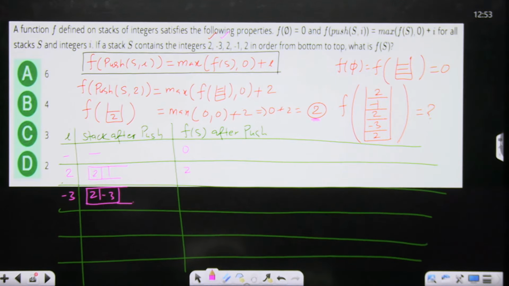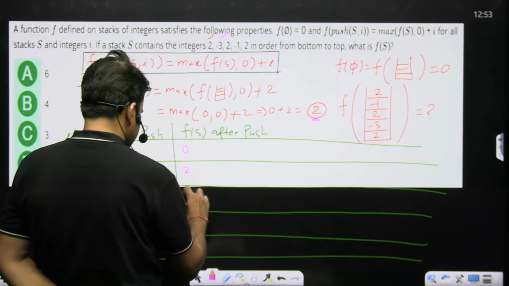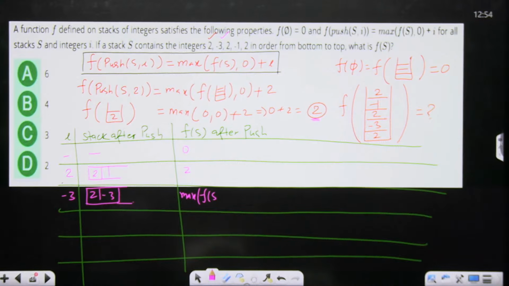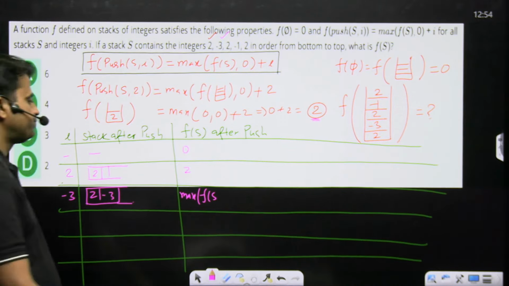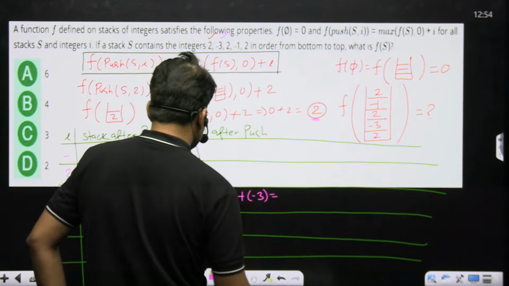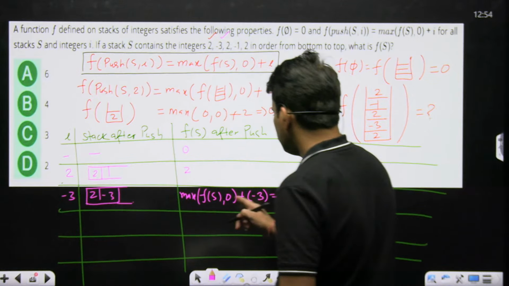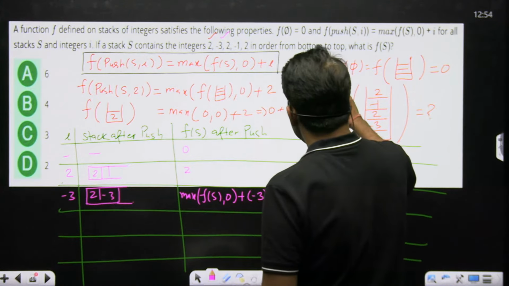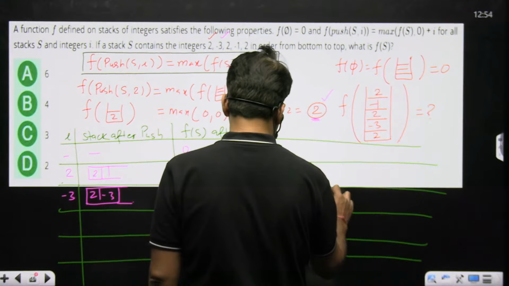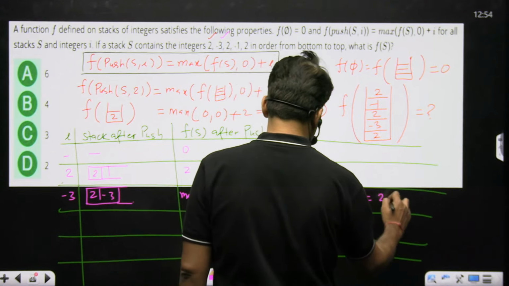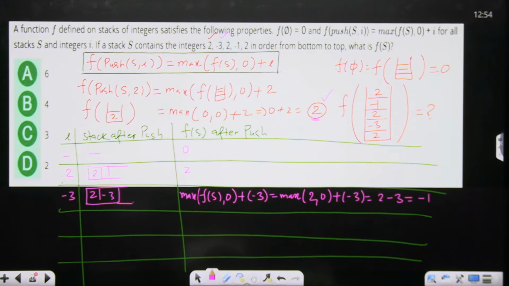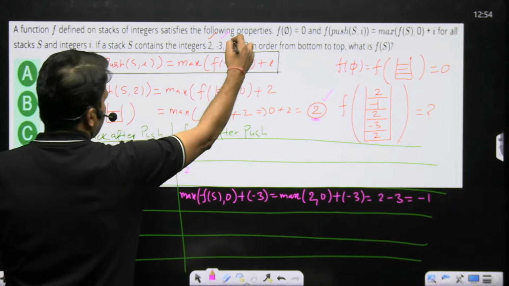What is f(S) after the push? Maximum of f(S), 0, plus -3. What is f(S) before -3? This value is 2. So after -3, this value is -1. Now after this I want to push 2 here.